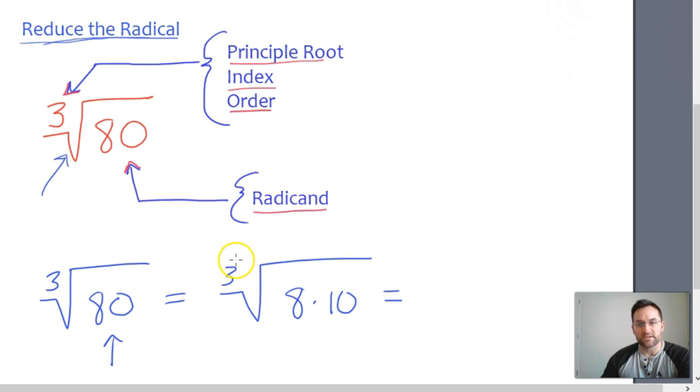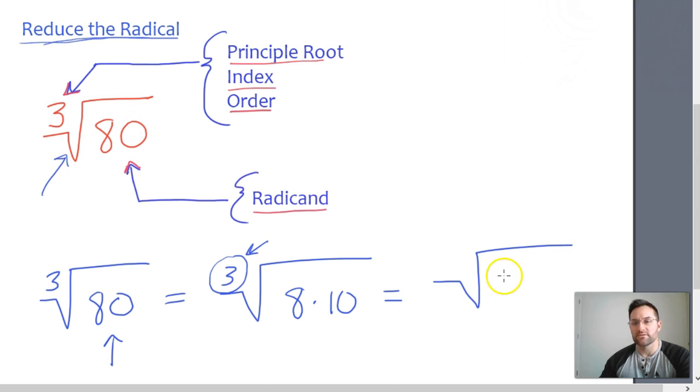Now, what I always like to do is look at the index right here, and try and see if there's something I can factor out to a power that aligns with that index. That's going to make things easier as we go through the problem. And we see the 8 right here. If we remember the last problem we talked about, 2 cubed is 8. So we're going to take that to 2 cubed times 10, of course, cubic root.